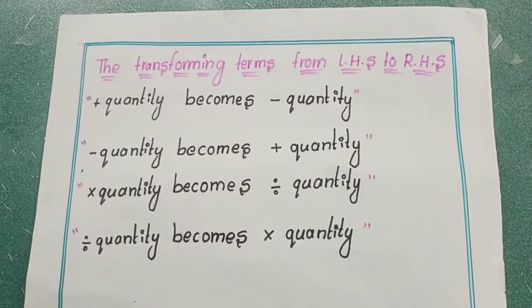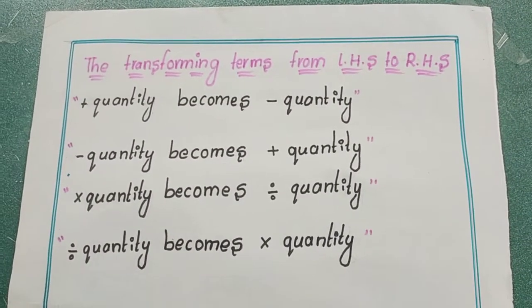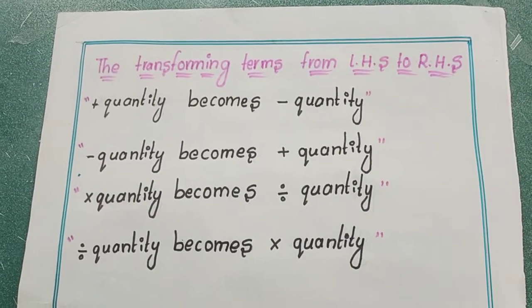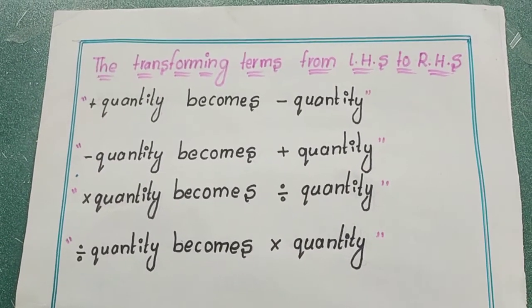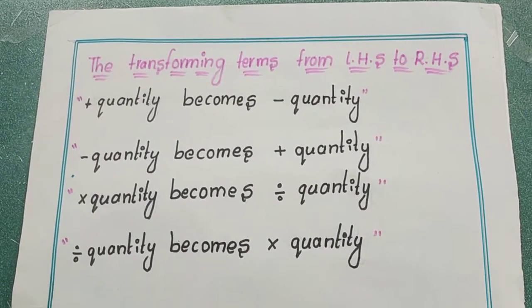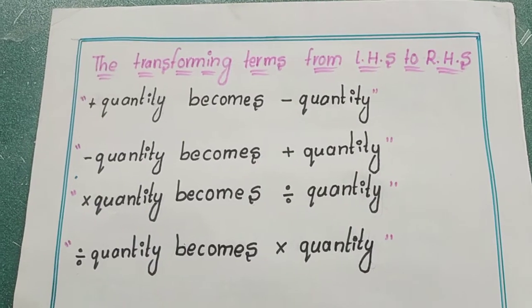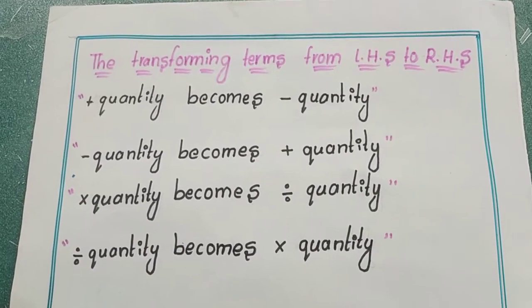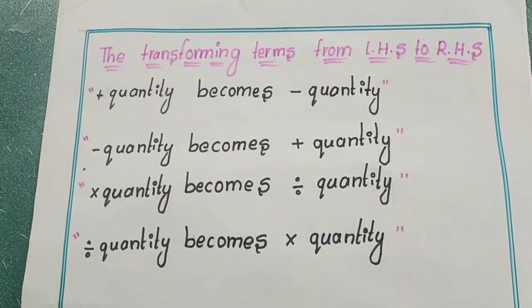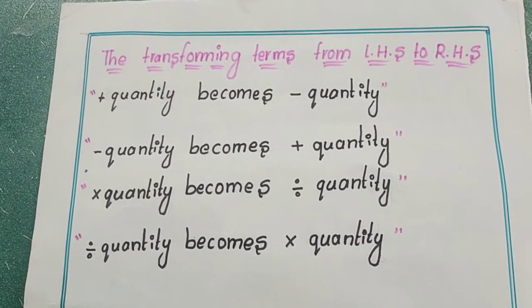Transforming terms from LHS to RHS. The plus quantity becomes minus quantity from LHS to RHS. Minus quantity becomes plus quantity. Similarly, into quantity becomes divided by quantity. Divided by quantity becomes into quantity.